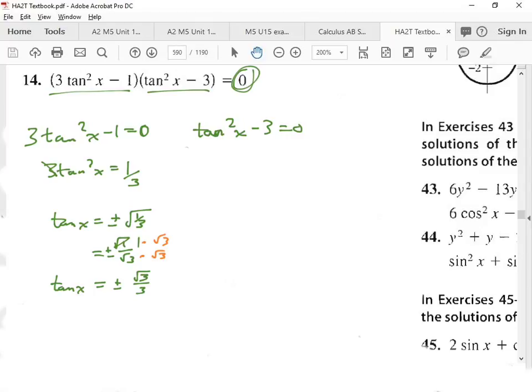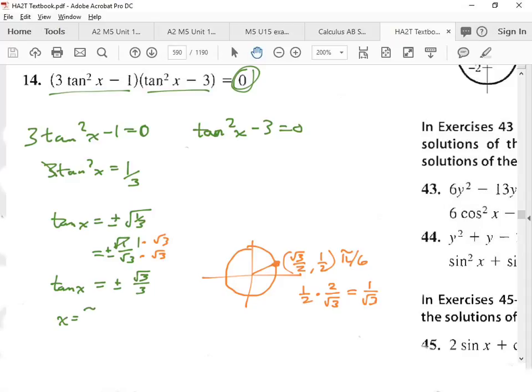So where on our unit circle do we get rad 3 over 3 for tangent? Pi over 6. Yes, pi over 6. Okay, so this one right here gives you rad 3 over 2 and 1/2 for your cosine and your sine. If you take the 1/2 and multiply it by the reciprocal of the x, then we get 1 over rad 3. That guy's recognizable. So at pi over 6, we get x equals pi over 6.